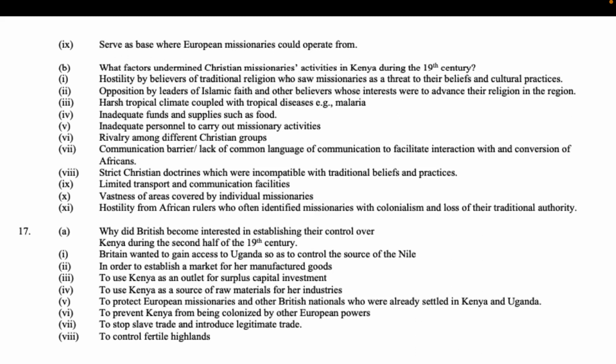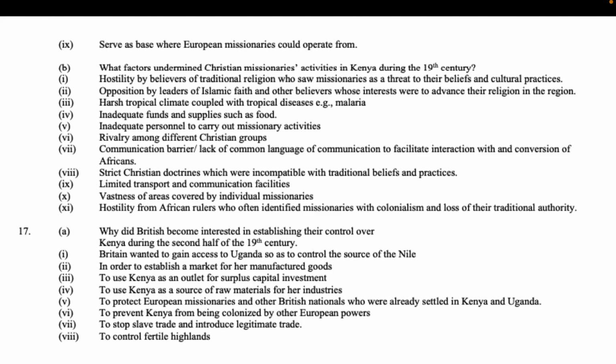Limited transport and communication facilities. Vastness of areas covered by individual missionaries. Hostility from African rulers who often identified missionaries with colonialism and loss of their traditional authority.